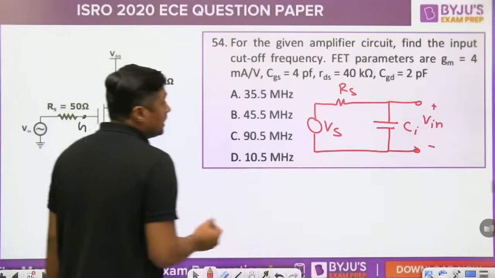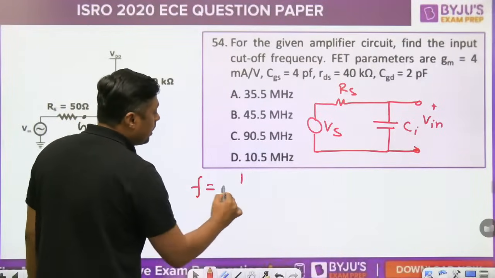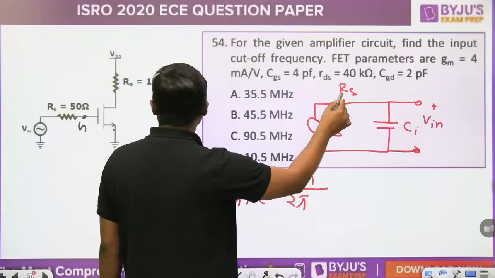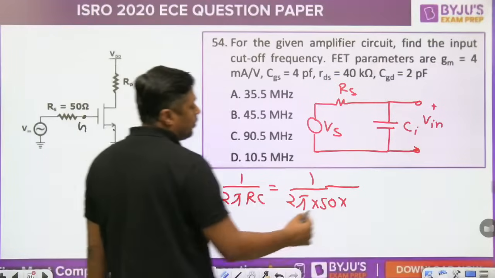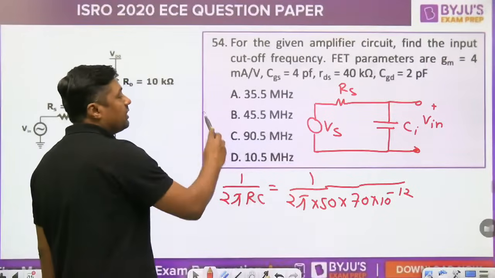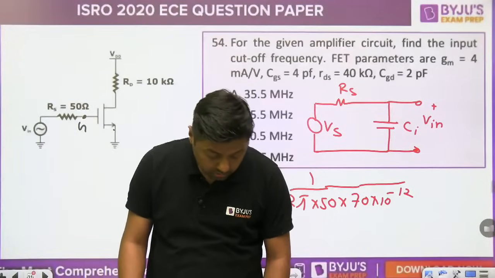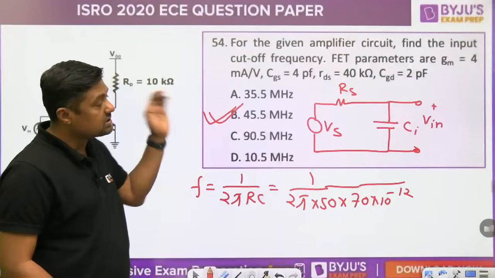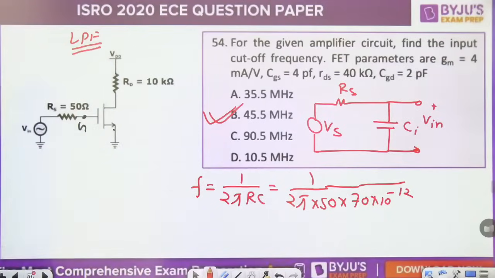This is VGS. The cutoff frequency is given by f equal to 1 by 2 pi RC. In place of R, RS is 50 ohm, and CI is 70 picofarad. Approximately you will get 45.5 megahertz. That is the formula for it. So this is the cutoff frequency, and this acts as a low pass filter at high frequency.